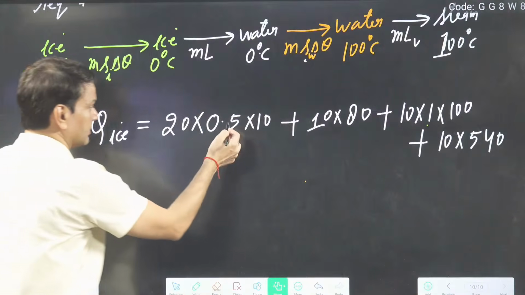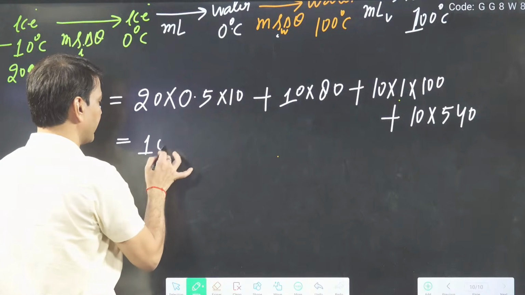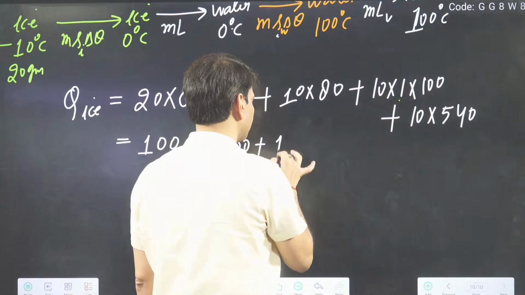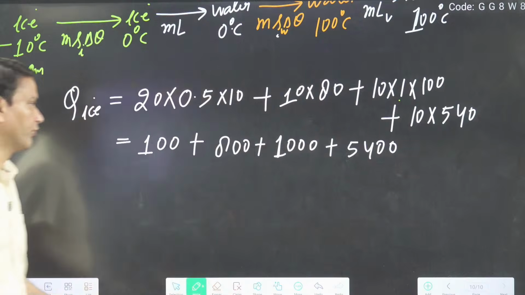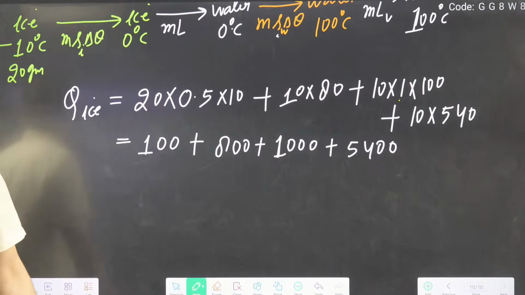Now can you add? This becomes 5. Then it is about 100. Anybody got value? Plus this will be 800. Plus this will be 1000. Plus this will be 5400. So 54 plus 64, 64 and 8, 72, 73 I think. 5400 plus 1000, 6400, 6400 plus 800, 7200, 70.